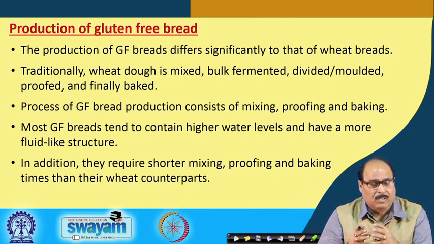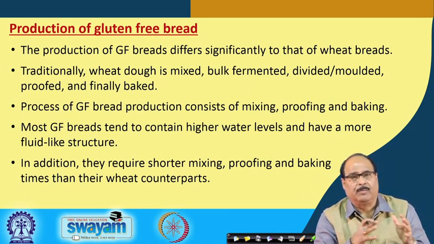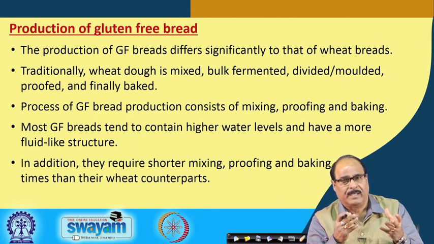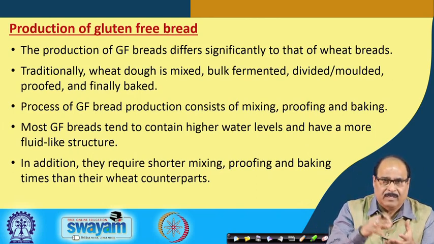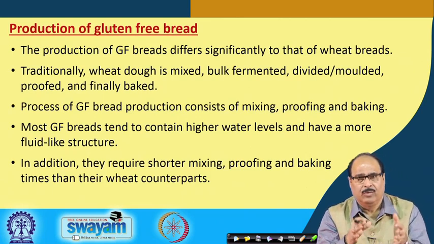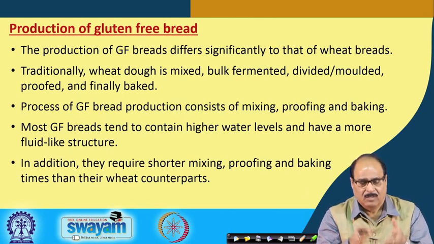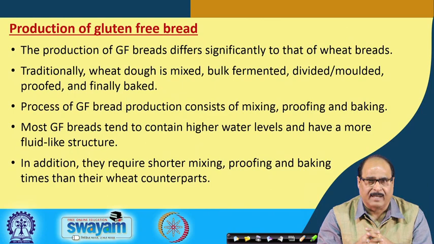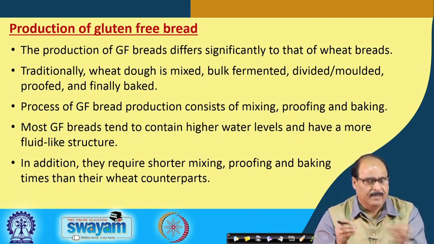Regarding the production of gluten-free bread, the process of production differs significantly from that of wheat bread. Traditionally, wheat bread is made by taking wheat flour of appropriate protein content, adding water, and mixing properly to make a dough of proper consistency. In the formulation, of course, yeast, salt and other ingredients are added. During fermentation, the yeast acts and carbon dioxide gas is liberated, and there is a leavening or rising of the dough. After the fermentation or proofing, the dough is divided or molded to a proper size, and then finally baked.